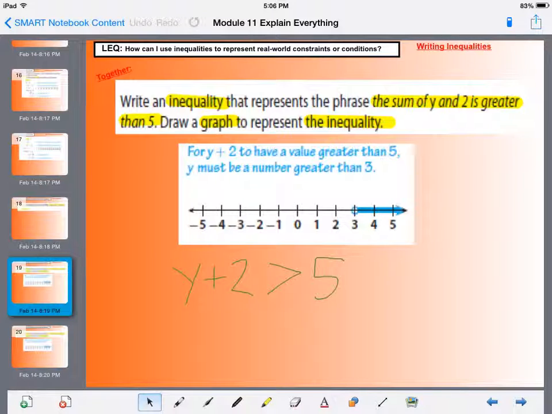So in order to solve for y, we're going to subtract 2 on both sides. And that way we can solve for y is going to be greater than 3. Now, because my answer does not include 3, it's not greater than or equal to 3, it's just greater than 3, my answer is going to be an open circle with the arrow going to numbers greater than 3. So if I plug in any number greater than 3 to this inequality, that would make a true solution.